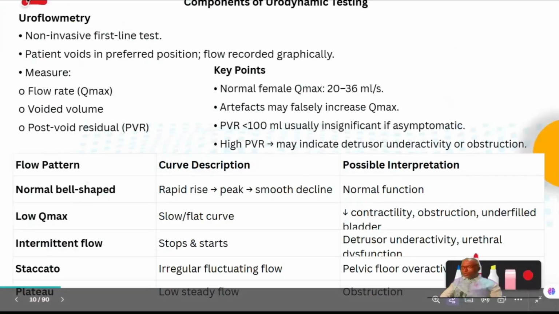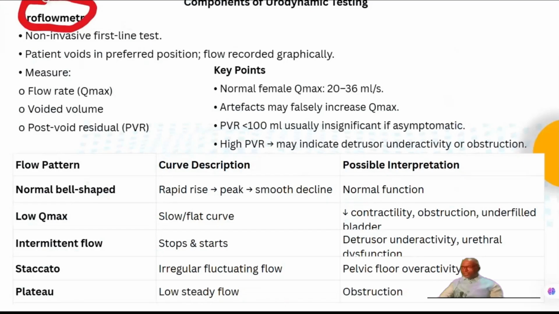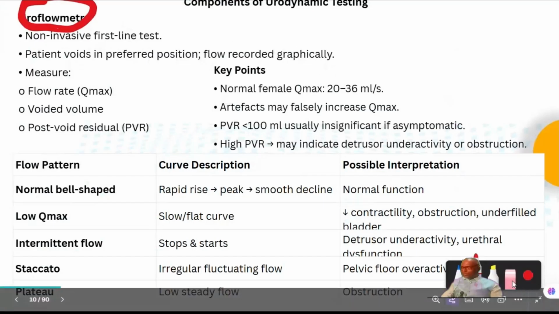So first is uroflowmetry. It is a non-invasive first-line test. The patient voids in a preferred position and flow is recorded graphically. And what we are going to note is the flow rate.